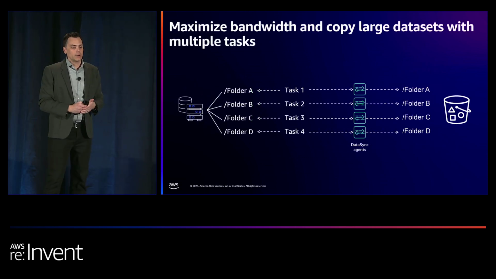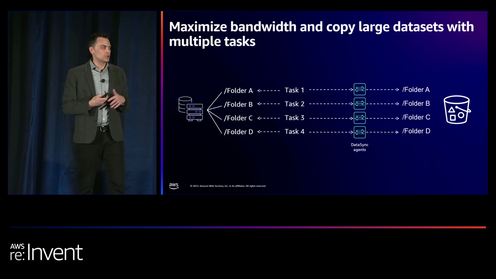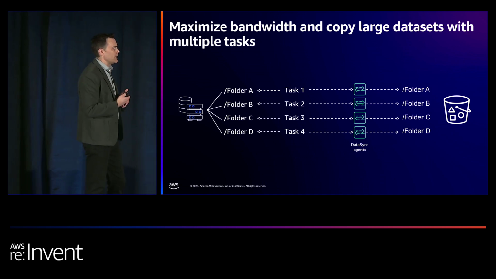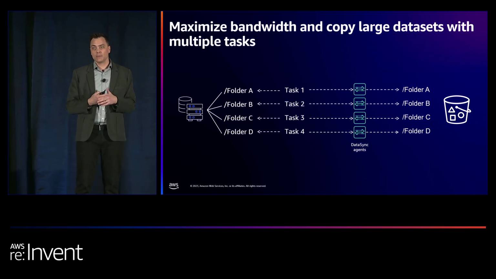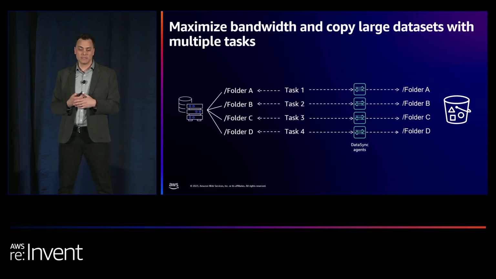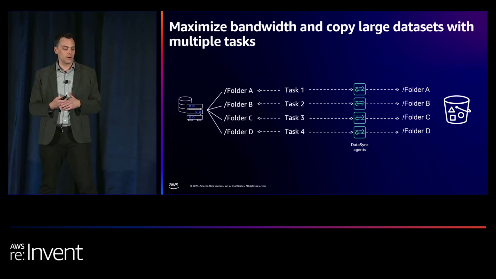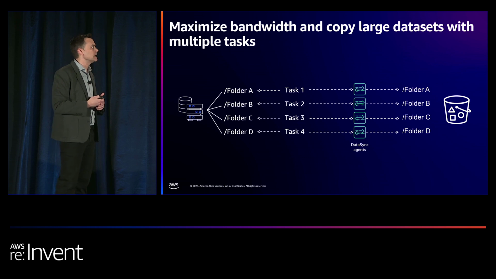So I talked earlier about this customer who was copying a petabyte a day, which is a lot of data, by the way. That's like you're operating at over 10 gigabytes per second. It was a huge amount of data that they were copying. And the way that they did this was effectively by deploying multiple agents.